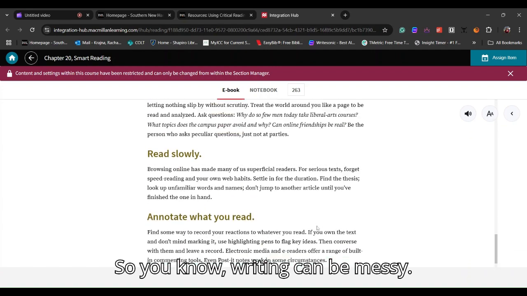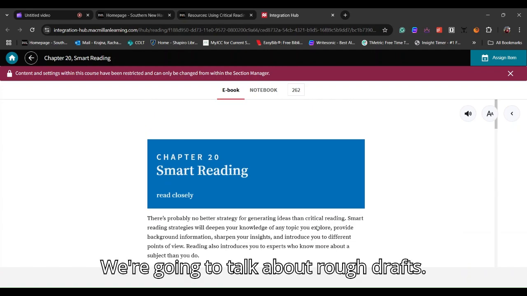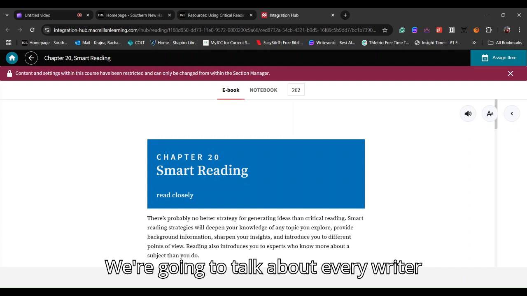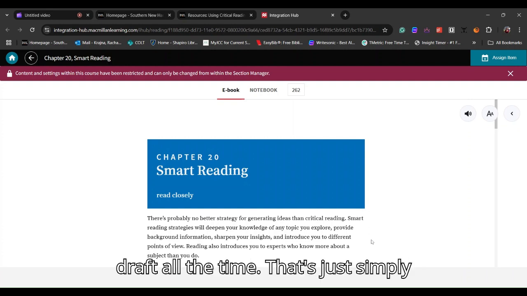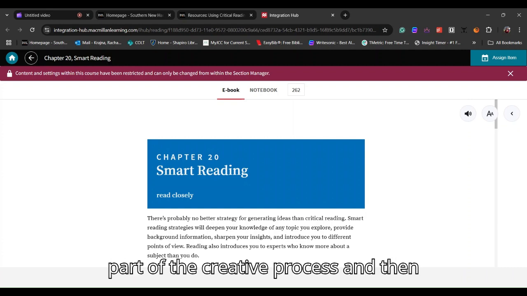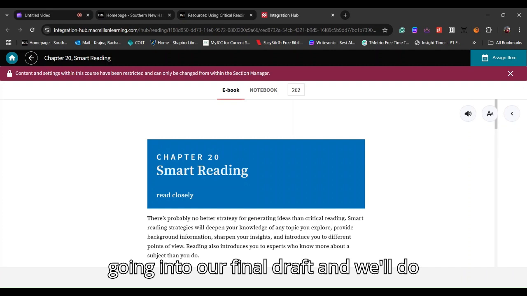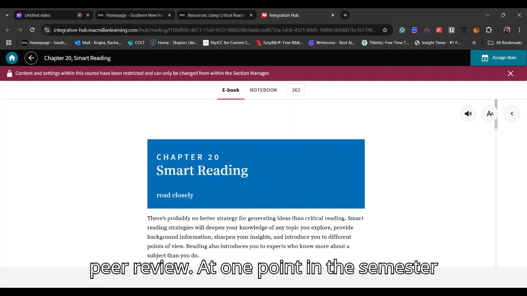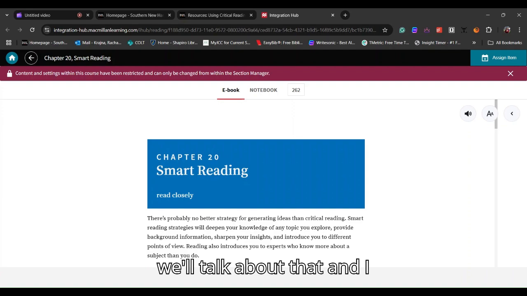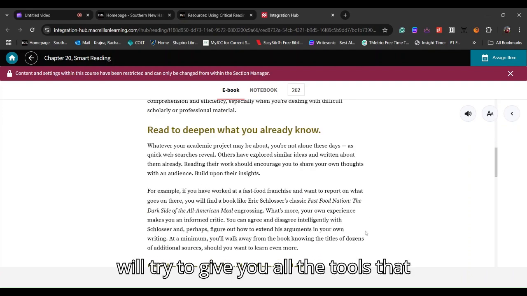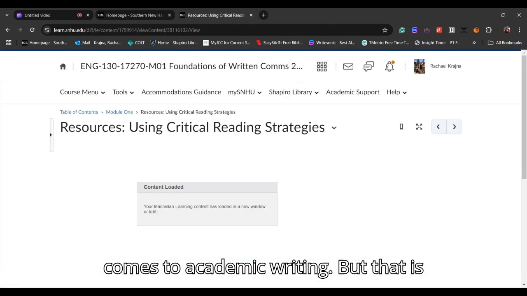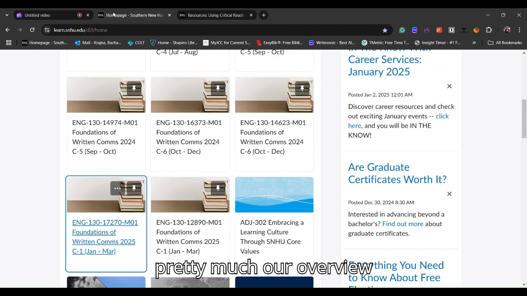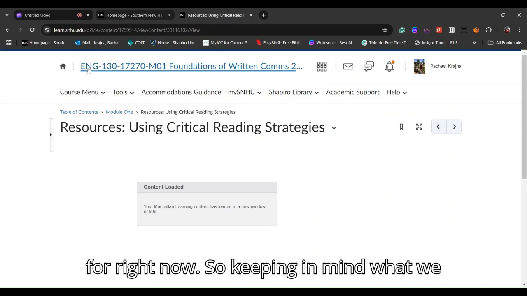So, writing can be messy. We're going to talk about rough drafts. We're going to talk about how every writer begins with a messy rough draft. That's simply part of the creative process. And then going into our final draft, we'll do peer review at one point in the semester. I will try to give you all the tools that you need, especially when it comes to academic writing. But that is pretty much our overview for right now.